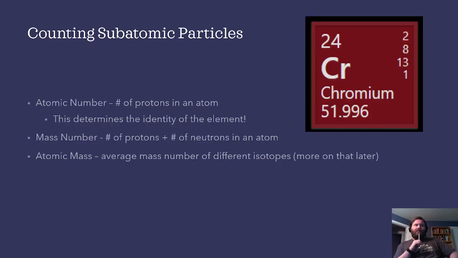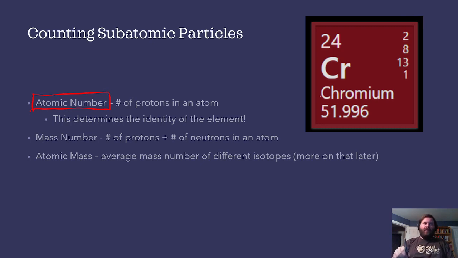Okay, so we've got some extra vocab to know about atoms here. The first one we're talking about is the atomic number. It's very simple what this is defined as. This is just the number of protons that are in an atom. The reason this is called the atomic number is because elements are defined by the number of protons that there are.